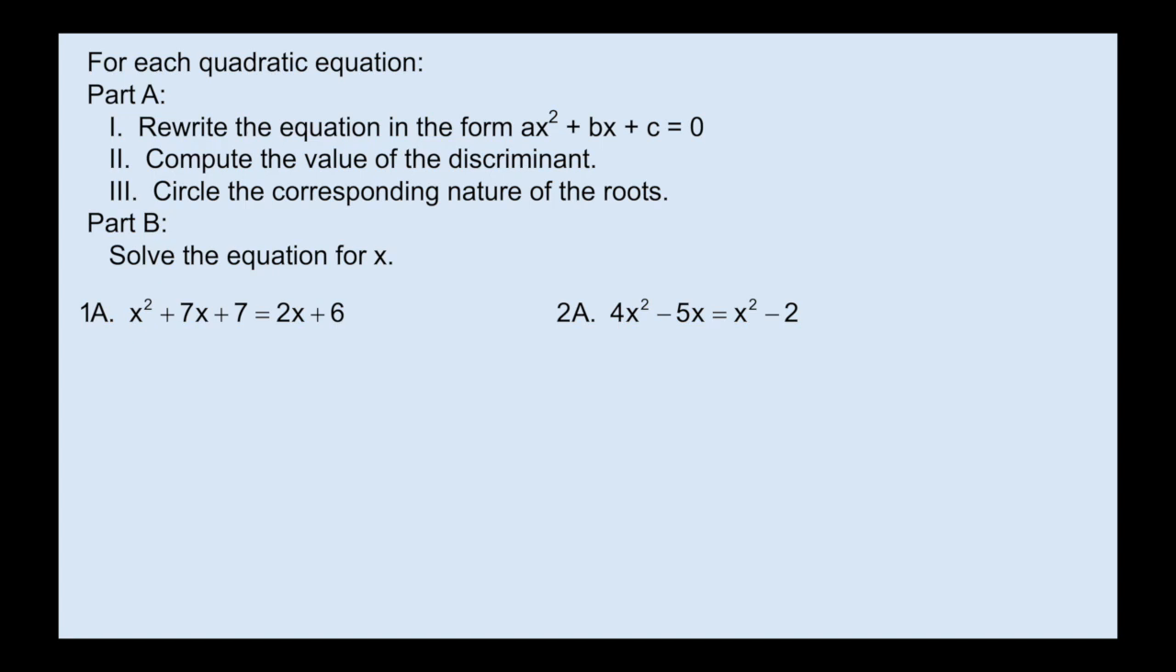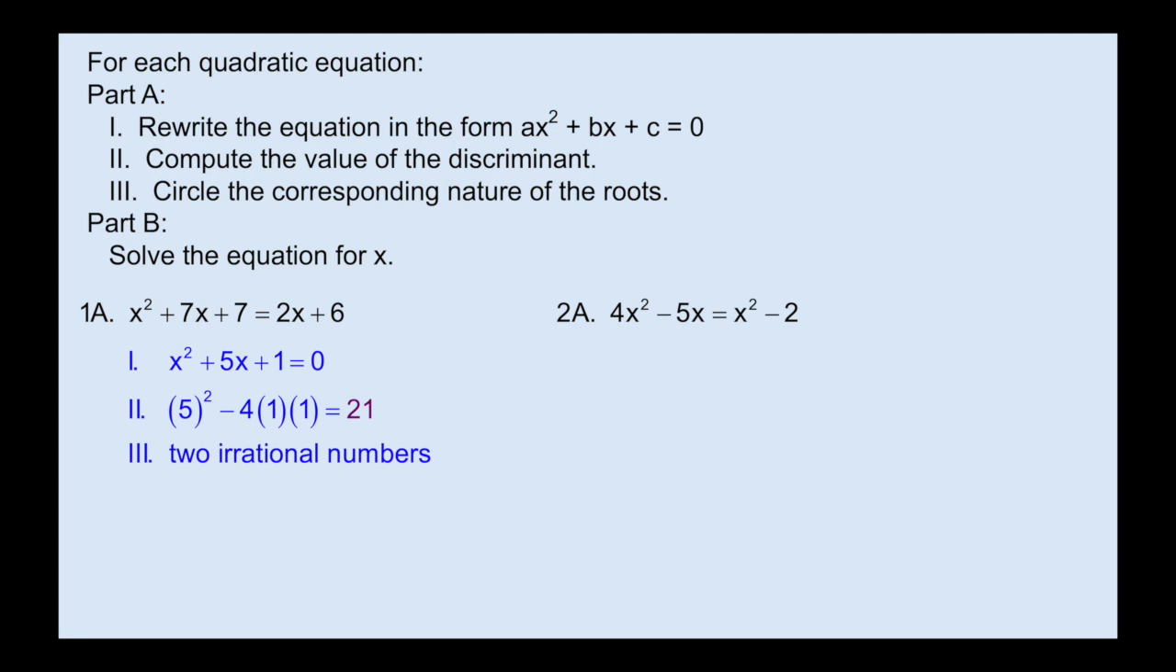So what we're going to do now is a few different steps. Step 1 is going to be to rewrite the equation, and step 2 is to compute the value of the discriminant. And then we want to talk about the nature of the roots. And then finally, for the last part, we're going to solve the equation for x. So in number 1, we start by moving everything to one side, and that part is going to give me x squared plus 5x plus 1 is equal to 0. Next, we calculate b squared minus 4ac.